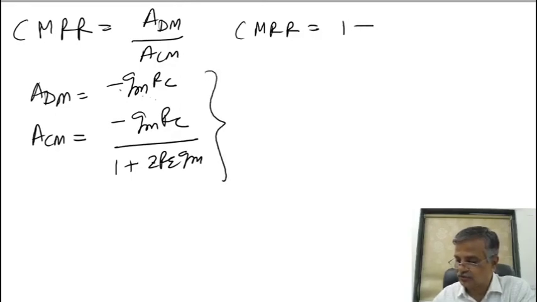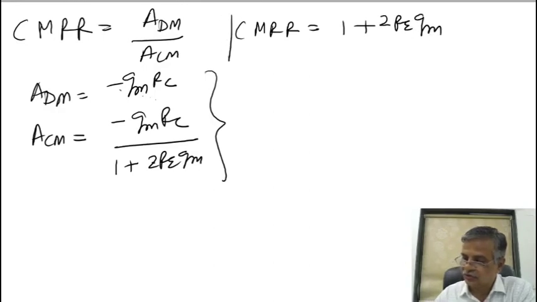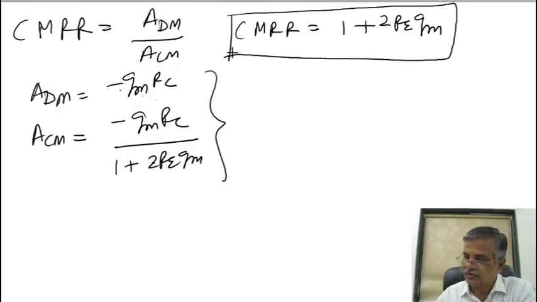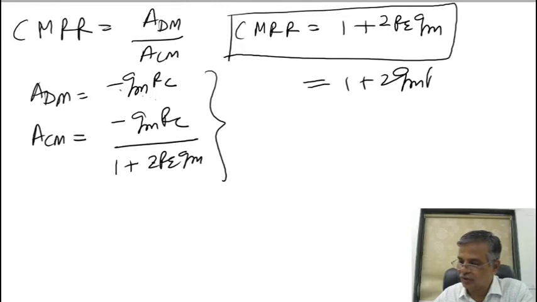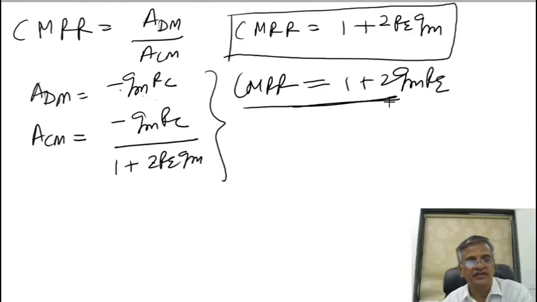If you take the ratio of these two, you find 1 plus 2 RE into GM. So this is your most important equation, or you can remember it as 1 plus 2 GM into RE. It is just a way of writing that is different. Most important equation, this is the equation of CMRR for the emitter coupled differential amplifier. One may write like this: 2 GM into RE.